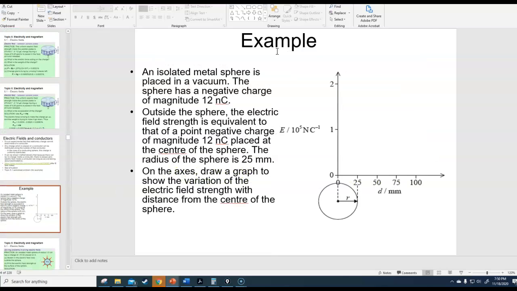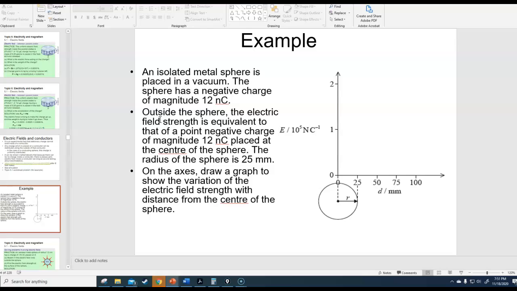Okay, so for example, this is an example taken from an IB question, I don't know, 4 or 5 years ago. It's an older question, but it's still under the current curriculum. But this question said, an isolated metal sphere is placed in a vacuum. The sphere has a charge of magnitude 12 nanocoulomb. Outside the sphere, the electric field strength is equivalent to that of a point negative charge of magnitude 12 nanocoulomb placed at the center of the sphere. The radius of the sphere is 25 millimeters.